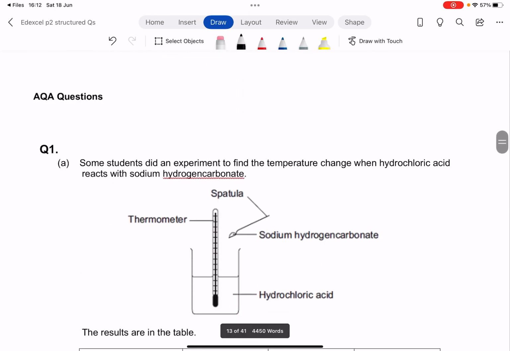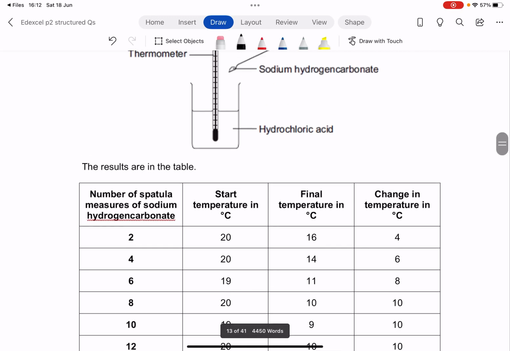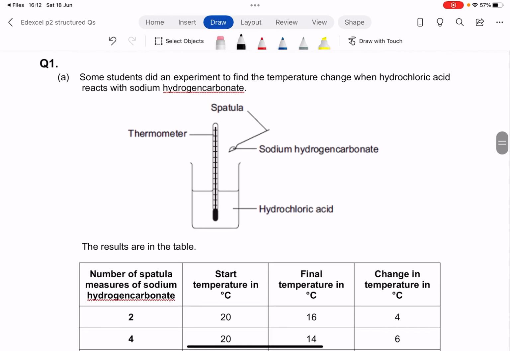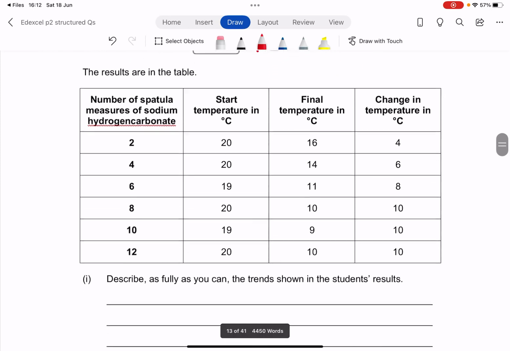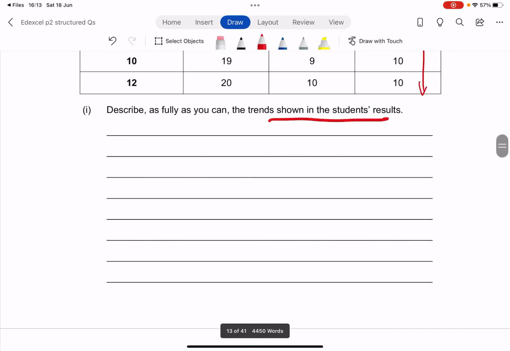So now let's look at this. What do you notice here? This is a reaction between sodium hydrogen carbonate and hydrochloric acid. So this reaction is basically an acid-base reaction. What do we notice? The temperature goes down in this reaction, isn't it? It's gone down by 4, 6, 8, 10, 10, 10. So it's endothermic. Describe the trends shown in the student's results for 3 marks.